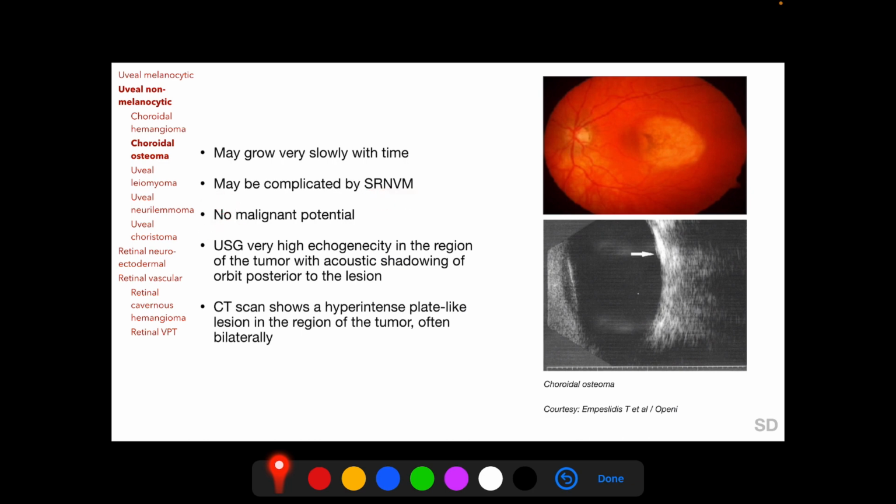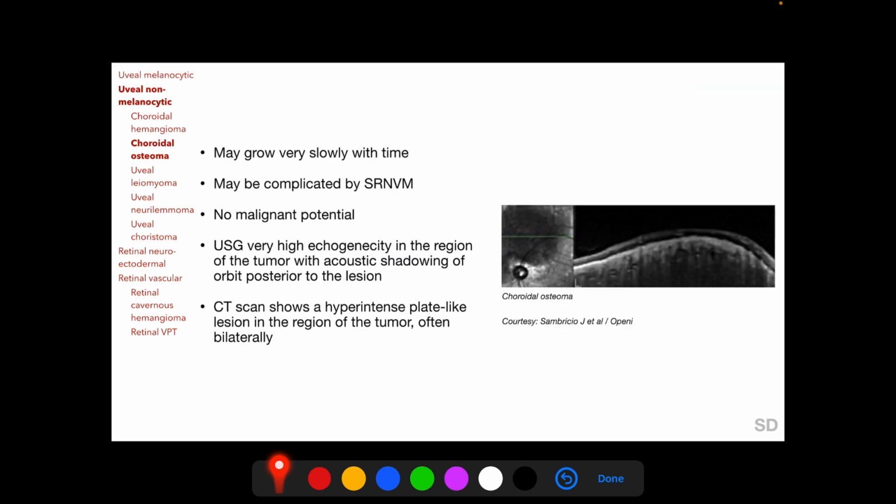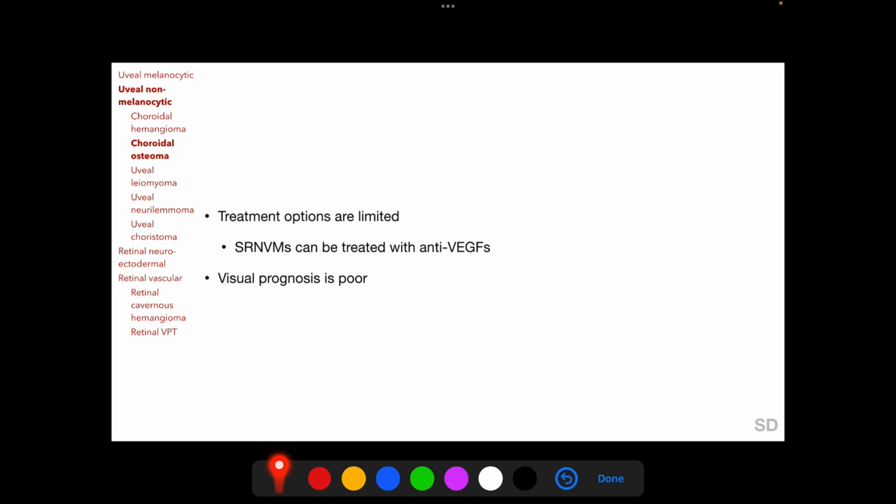Ultrasound examination shows very high echogenicity in the region of the tumor with characteristic acoustic shadowing of the orbit posterior to the lesion. CT scan shows a hyper-intense plate-like lesion in the region of the tumor. This will be OCT. Treatment options for choroidal osteomas are limited, and visual prognosis is usually poor in these patients.